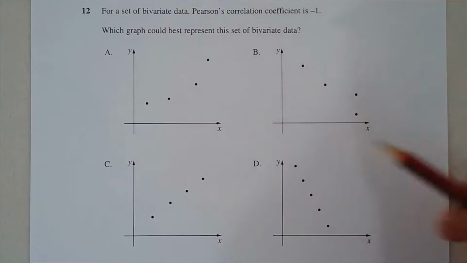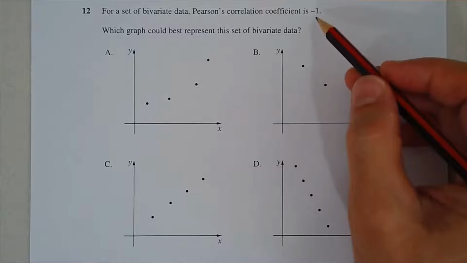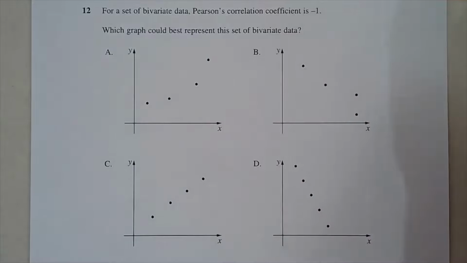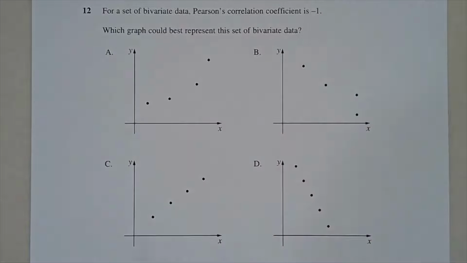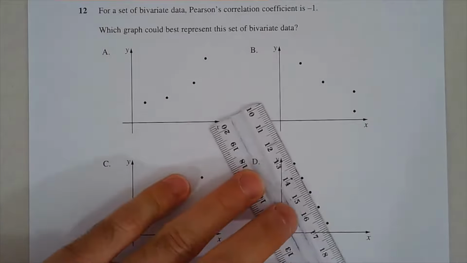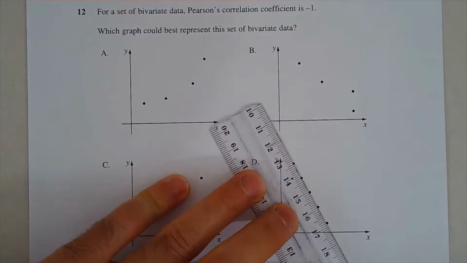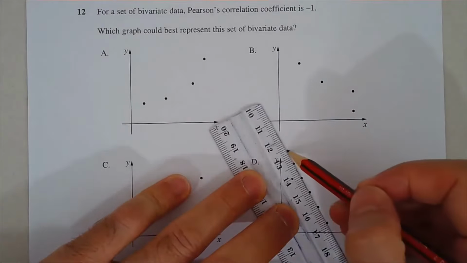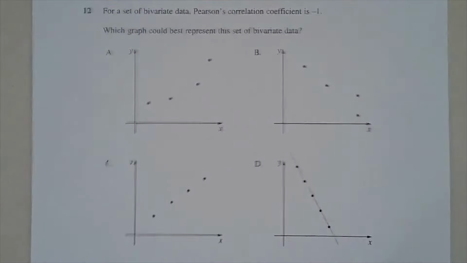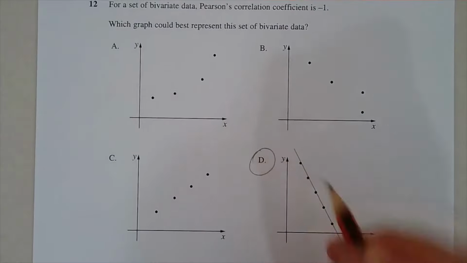So given that it's -1, and -1 is the absolute extreme in terms of how negative it can be, -1 implies a perfect negative correlation. In other words, all the points will lie on a straight line. And it looks like option D is the perfect candidate. And option D, it is.